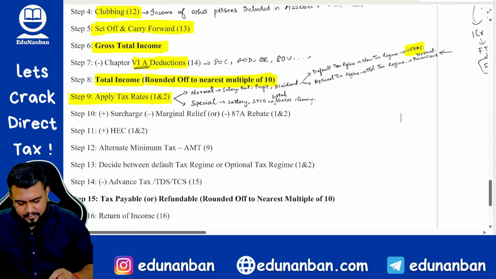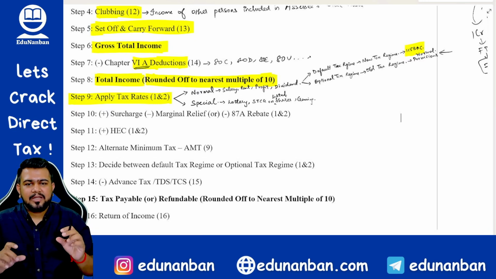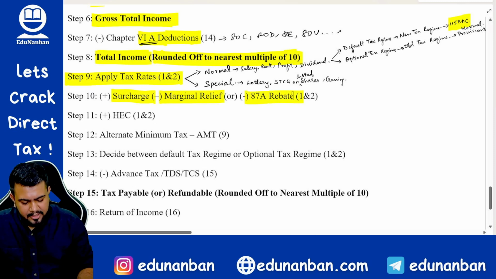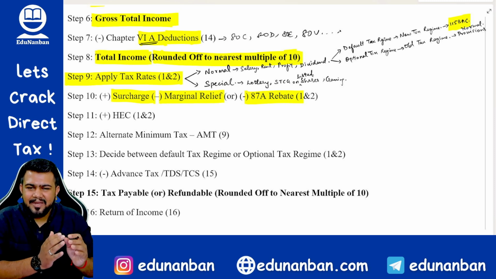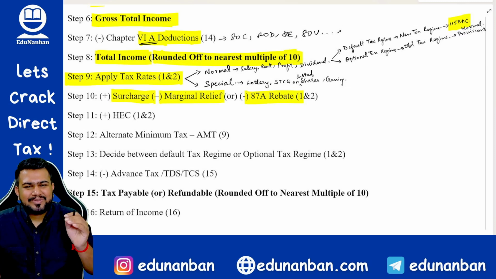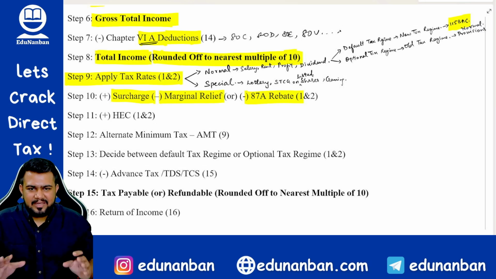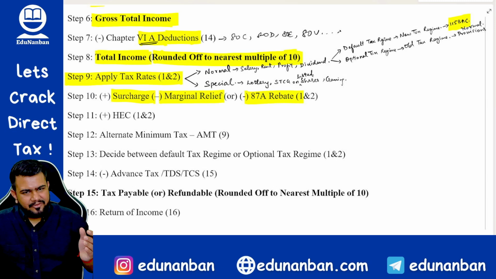So you have to apply the tax rates, whether normal or special, and you will find the tax. Then on the tax, you have to add the surcharge, reduce the marginal relief, and reduce the 87A rebate. If I tell you all of this in this video itself, it will be too much for you. So we will wait a little, and in the coming classes you are going to learn each and everything in detail.